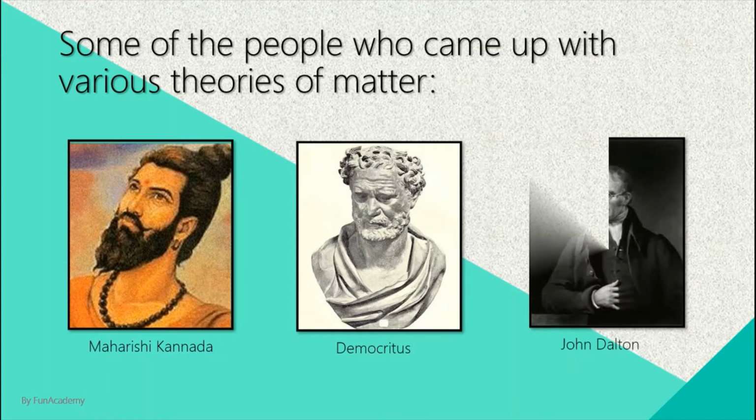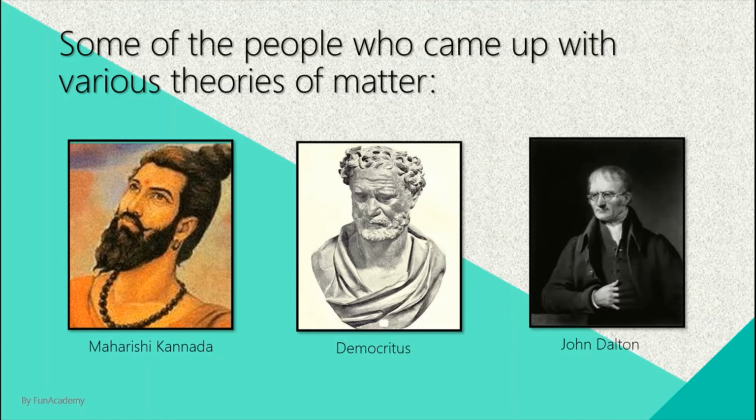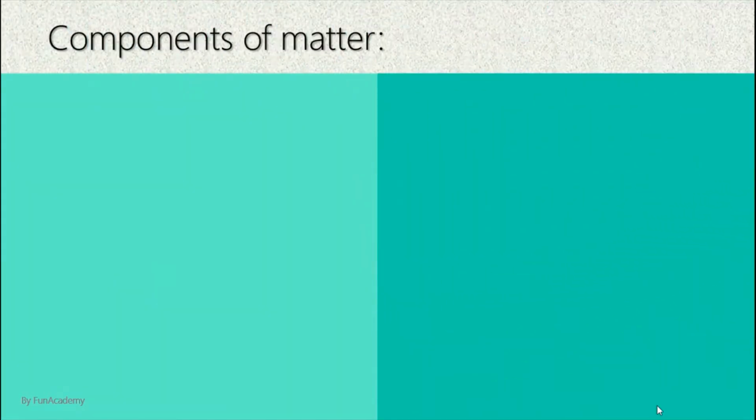Later on, John Dalton also suggested that all kinds of matter are made up of extremely small particles called atoms. An atom is the smallest particle of matter that exhibits all the properties of that matter. They usually do not have independent existence, therefore they combine with others to form small particles called molecules. Molecules have independent existence.